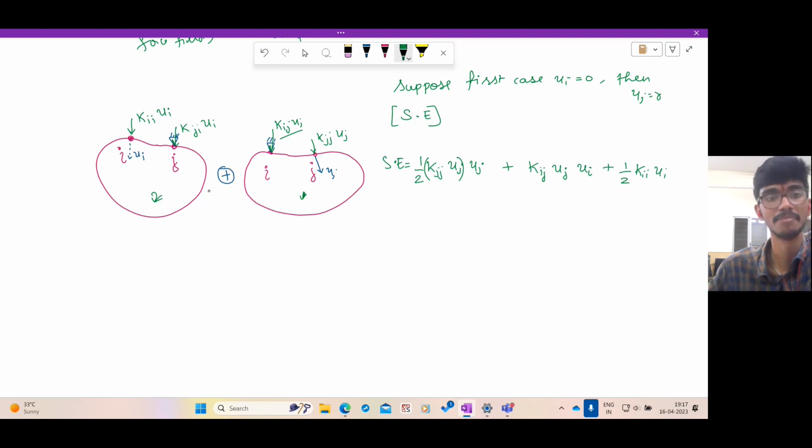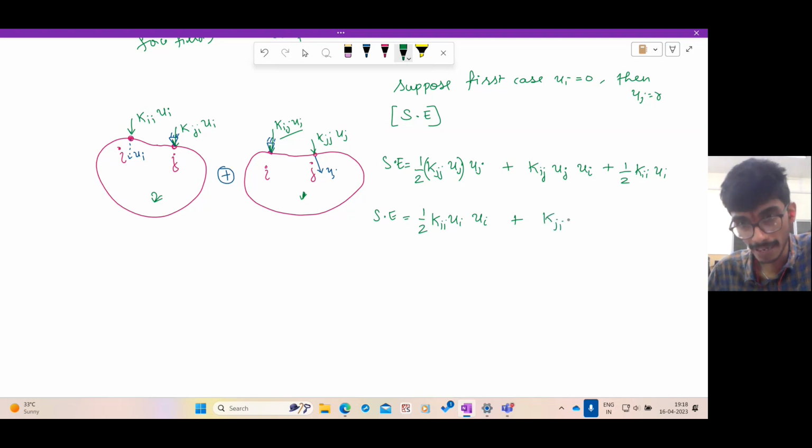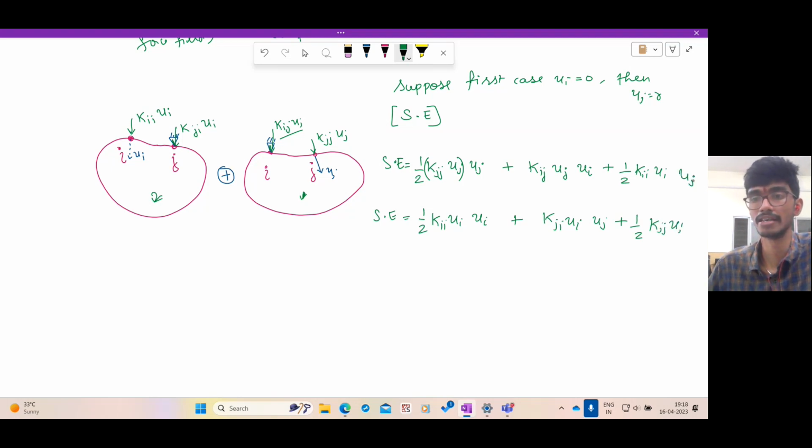If this happens first and this happens second, but you can also do it the other way. You can hold this first, apply the force, and then hold this at whatever displacement happened, and then apply this force. In that case, what will be the strain energy? First you're applying this, so you have half kii ui, the force acting through ui, plus you go there and fix this, so that will not do any more work. But there is already a force generated, kji ui, and that is acting on a displacement uj. So this will be an additional work done. Plus you have half kjj uj uj.